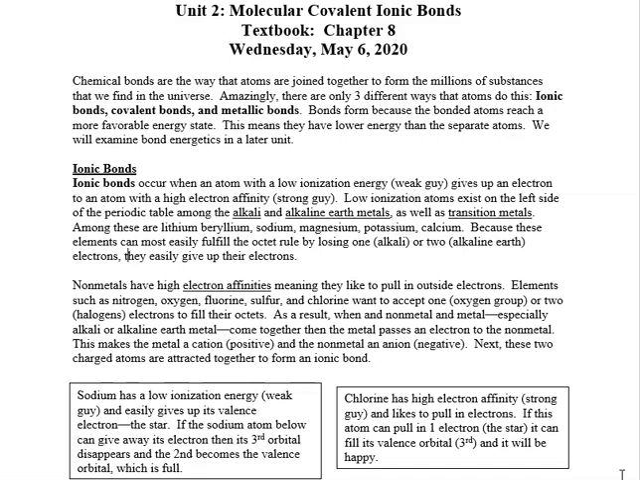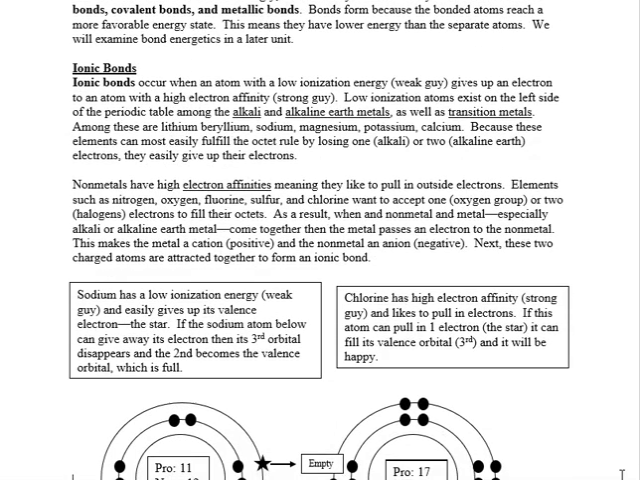So, ionic bonds. Ionic bonds occur when an atom with a low ionization energy, a weak guy, gives up an electron to an atom with a high electron affinity, a strong guy. Low ionization atoms exist on the left side of the periodic table and in the center of the periodic table. So that would be the alkali metals, alkaline earth metals, as well as the transition metals. Among these are lithium, beryllium, sodium, magnesium, potassium, calcium.